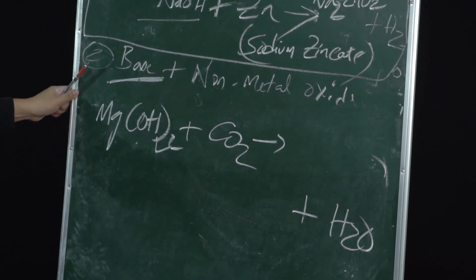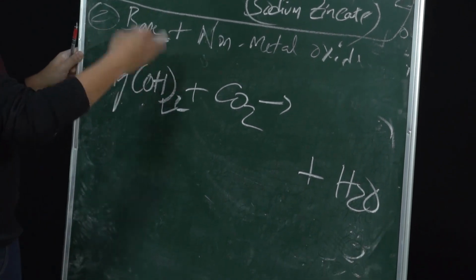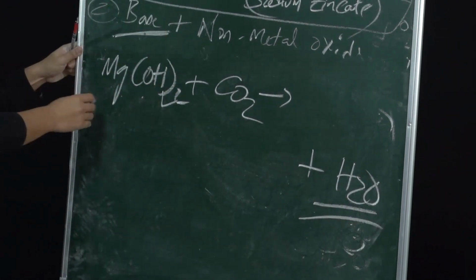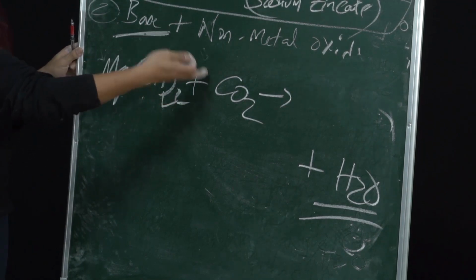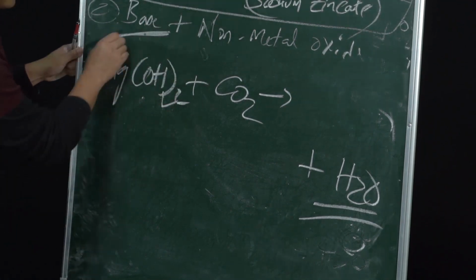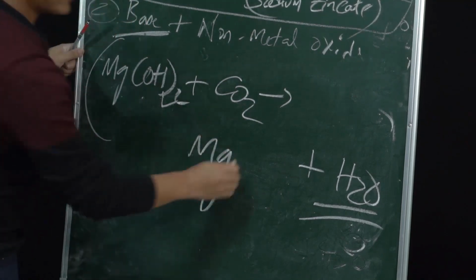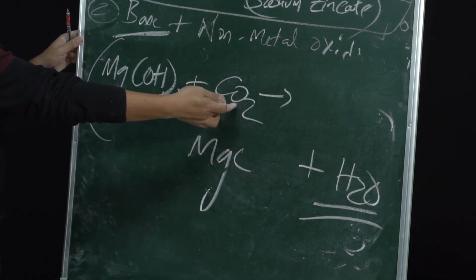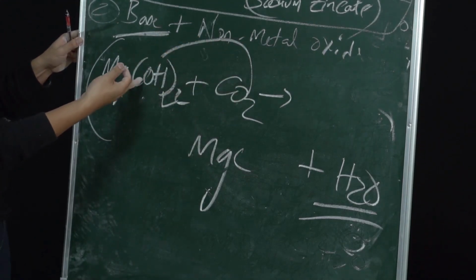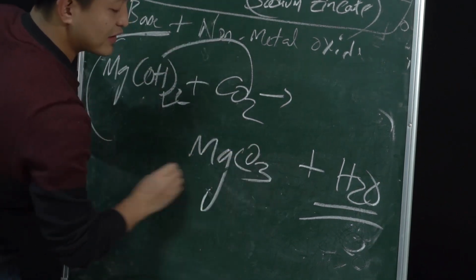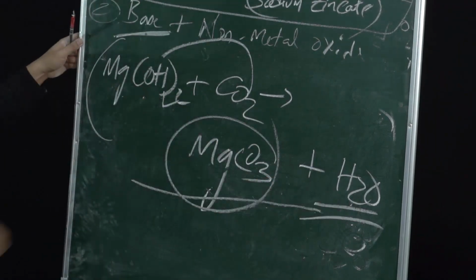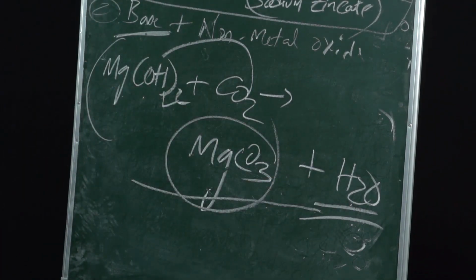So if we react a base with a non-metal oxide, we'll get salt and water. If we take out the water from here, whatever is remaining is the salt. Clear? We have magnesium, carbon, and 2 oxygen here, and then 1 oxygen will be added, so we'll get magnesium carbonate. This would be the salt, and this will be the water. So these are the 2 chemical properties of base. Clear? Students, note down the equation.